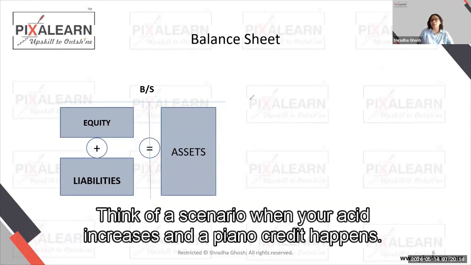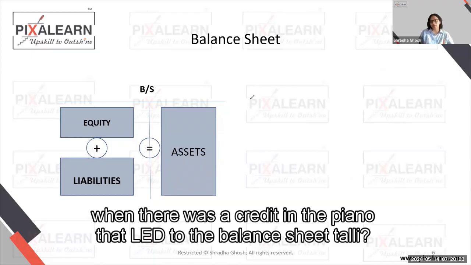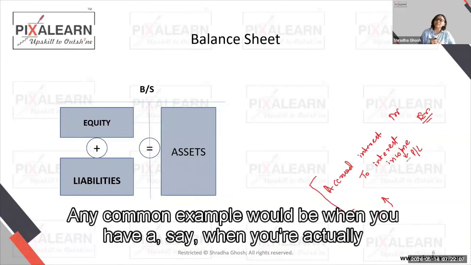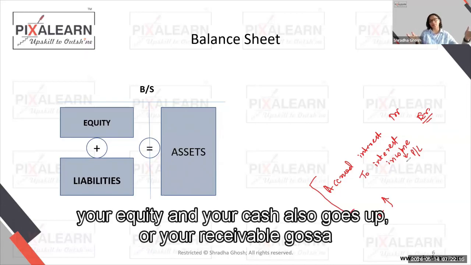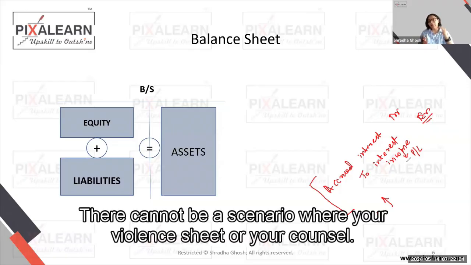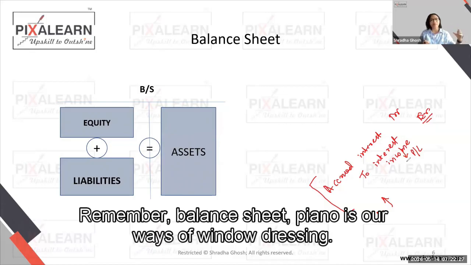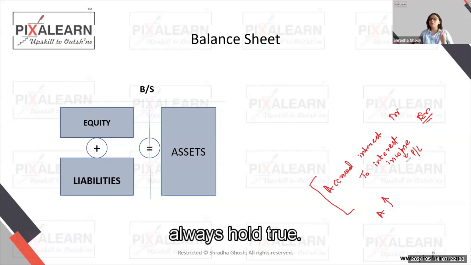Okay? Think of a scenario when your asset increases and a P&L credit happens. Guys, can you explain to me? Give me an example when there was a credit in the P&L that led to the balance sheet tally. Can you tell me what is the example? Very common example would be when you have a sale. When you're actually crediting your P&L for sale, then your profit goes up and it impacts your equity, and your cash also goes up, or your receivable goes up. At any point of time, there cannot be a scenario where your balance sheet does not tally. So remember, balance sheet and P&L are our ways of window dressing. At the end of the day, there is a basic accounting equation which will always hold true.